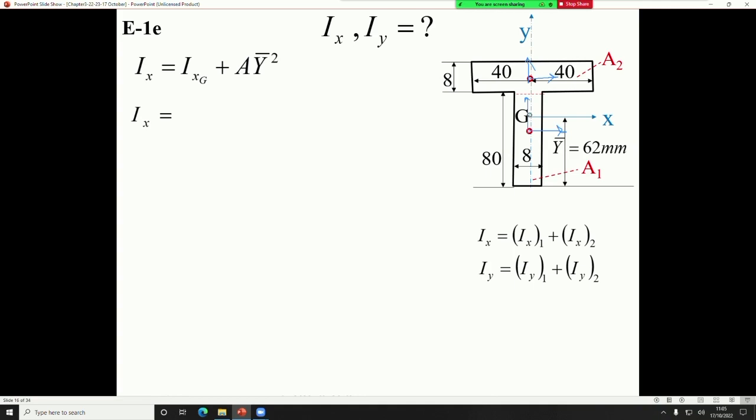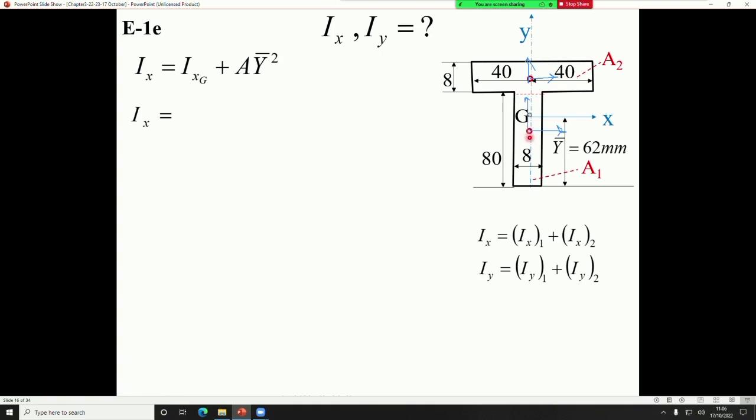So I divide the T section into two smaller rectangles, the top one and the bottom one. For the bottom one, it's got its own local axis, based on the figure I showed you, slide number 10, I believe. So this is a rectangle on its own. It's an independent rectangle, and it's got its own local axis. So with respect to its own local axis, its second moment of area is equal to 1 over 12 bh cubed. So this rectangle has a width of 8, height of 80. So it's 1 over 12, 8 multiplied by 80 cubed.